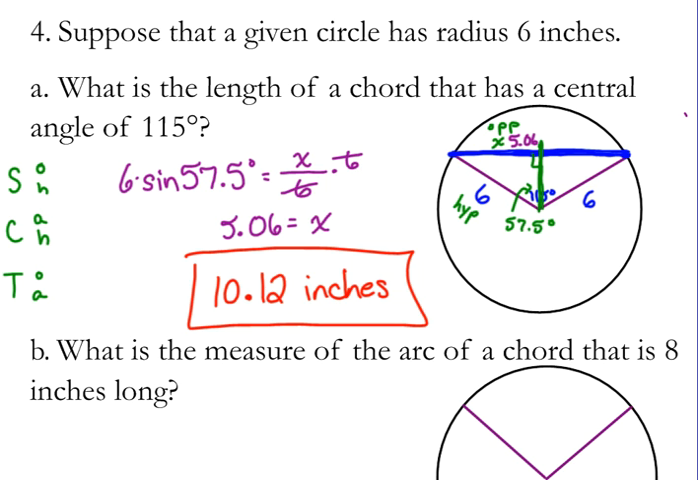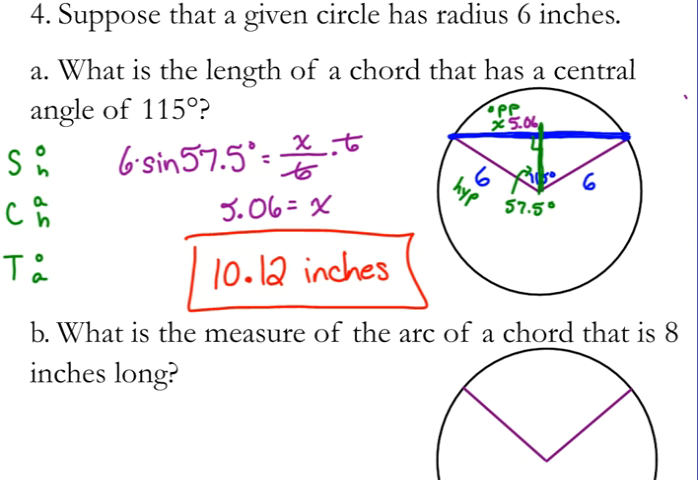Okay, so multi-step problem, but we've just got to break it down piece by piece. We got to write down what we know. We got to see how we can use what other knowledge we have to get there. Okay, let's look at B.